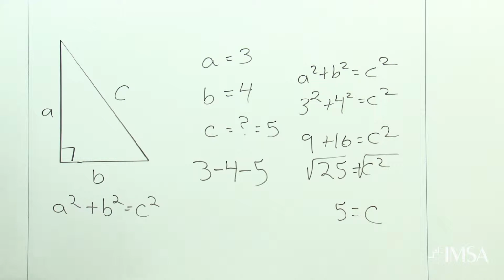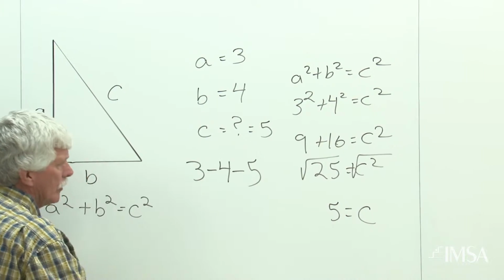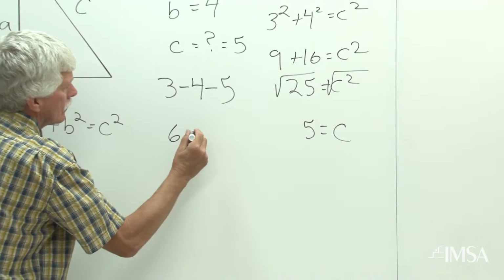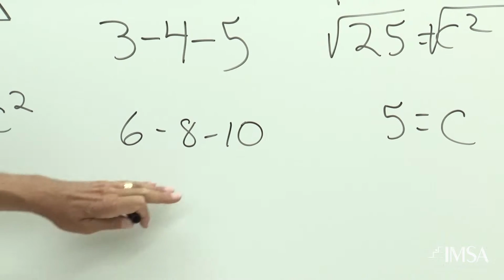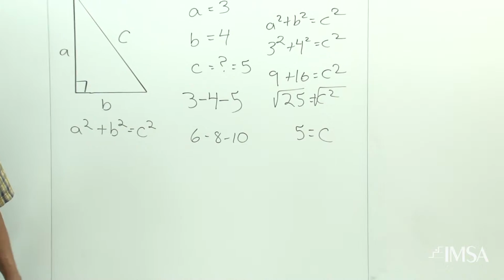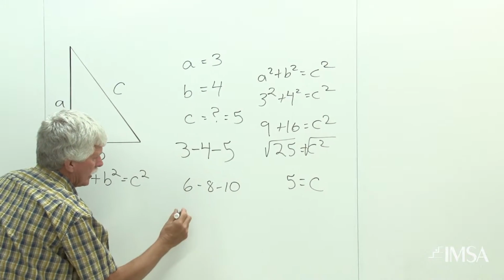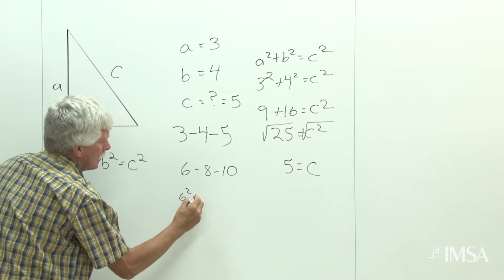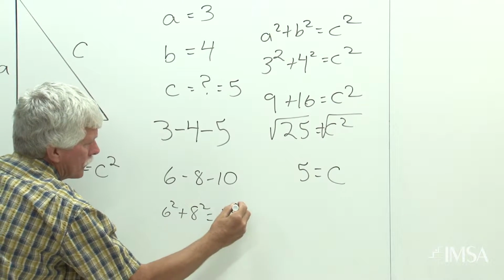Now what's cute about these, if we take multiples of 3, 4, 5, and I'm just going to write them down here, if I take 6, 8, and 10, multiplying each by 2, we have another Pythagorean triple. How do we know? Well, let's do a shortcut. We have 6 squared plus 8 squared, and does that equal 10 squared?